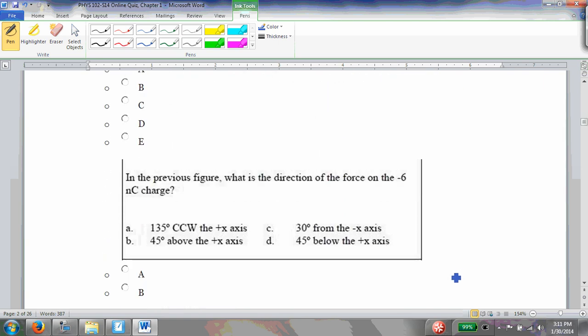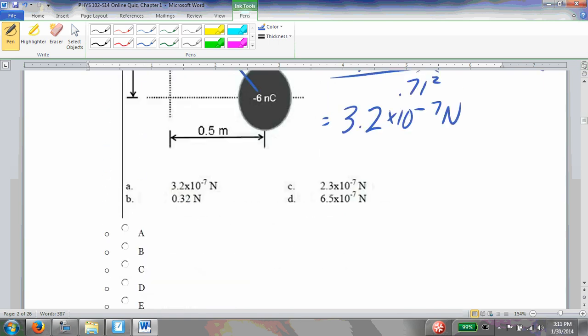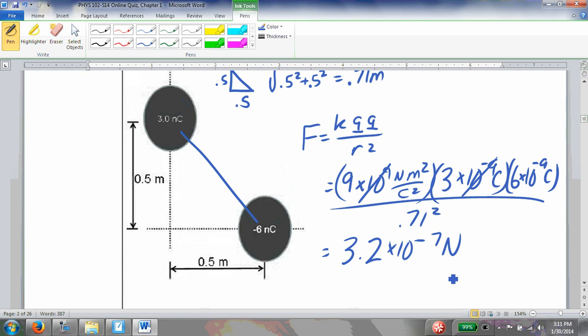And then I also want to know the direction of the force on the -6 nanocoulomb charge. So the force is actually in this direction. And since this is an isosceles right triangle, this angle is 45 degrees. But notice that is 45 degrees above the negative x-axis.